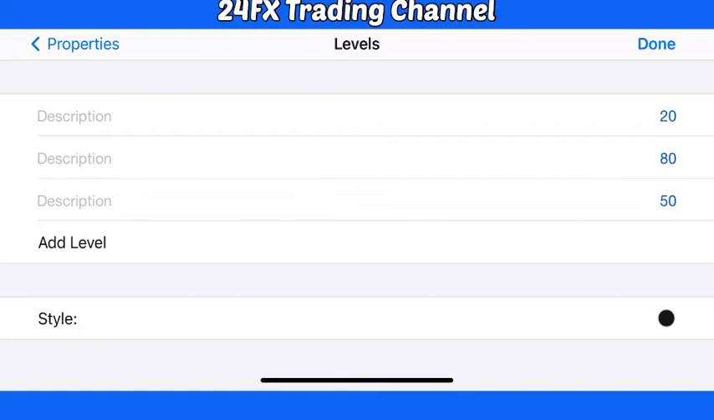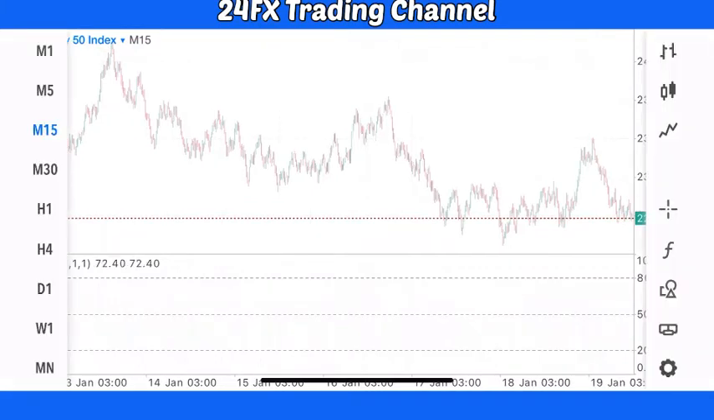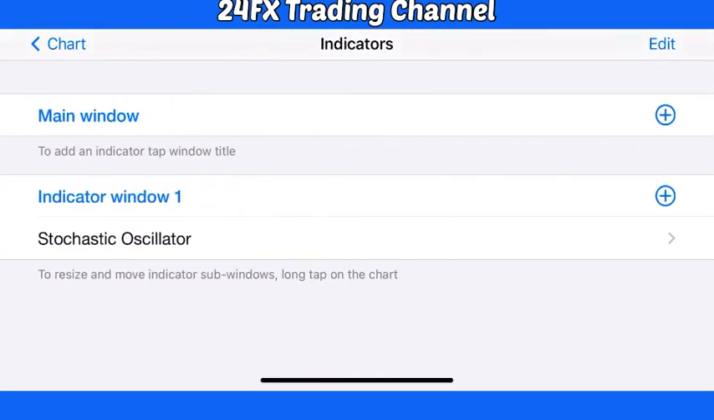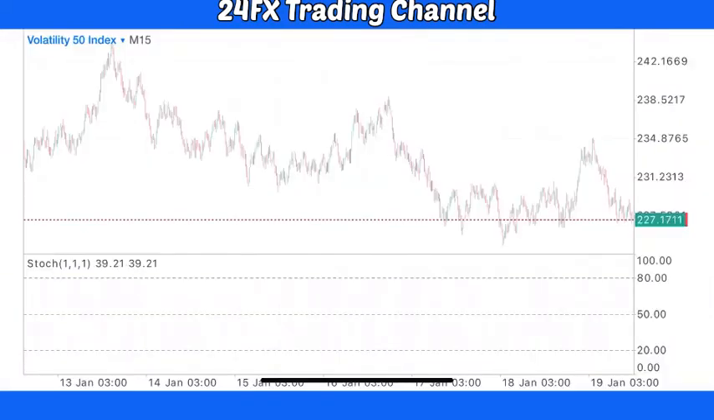All right, so here it is. I forgot to say something. Now looking at the stochastic oscillator, you can see the main and the signal are white. I made it white because of my background. So if your background is black, the color should be black. All right, so we have our stochastic oscillator here.